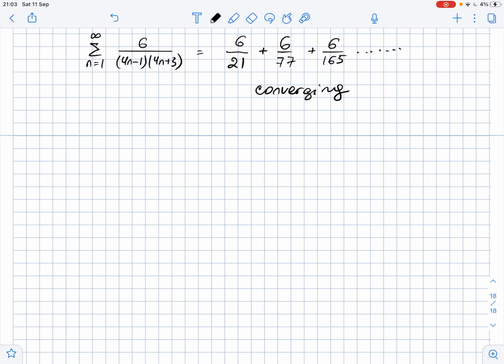Now let's try to do some manipulations with this series to find the sum of it. I will just continue writing. This equals the sum of 6 over 4 times 4n plus 3 minus 4n minus 1 divided by 4n minus 1 times 4n plus 3, where n goes from 1 to infinity.